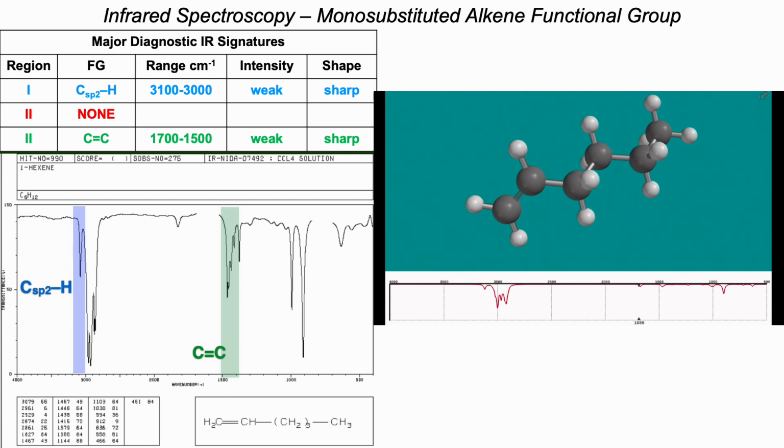And so again, those are just the different modes. Here's the actual CC double bond stretching. It's showing it at 1674 in the simulated spectrum. But again, keep in mind, carbon-carbon double bond stretching is not going to be very strong on the actual spectra that you see.